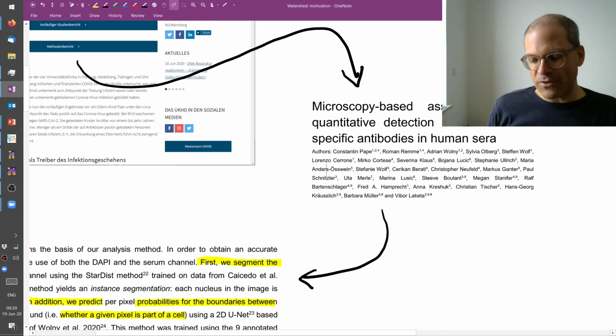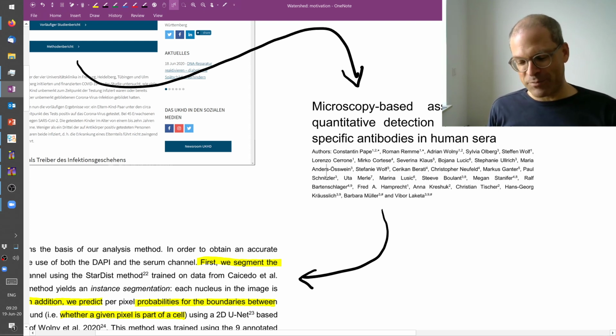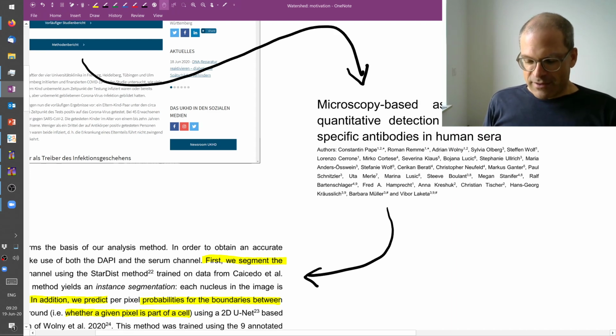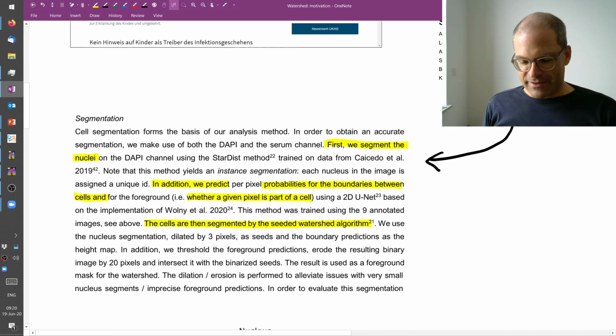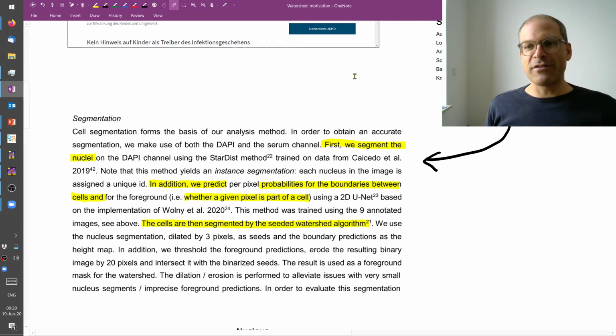So we had all these microscopic images and we were trying to determine whether or not a person had antibodies. This needed to happen as quickly as possible and as reliably as possible. If you look in this paper, somewhere in the supplementary, you see how it's done. We segment the nuclei using a method called StarDist, a really nice method to detect and segment nuclei. Then we predict probabilities for each pixel to be cell boundary or not, and in addition, a foreground background estimation. So a typical semantic segmentation problem.